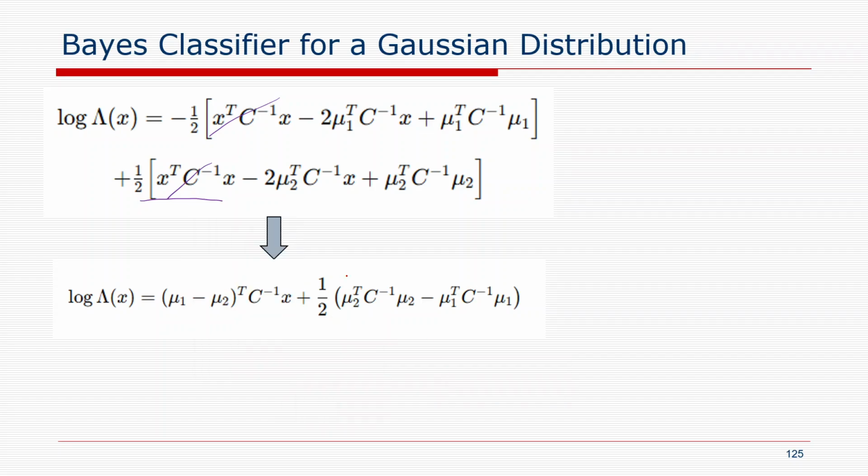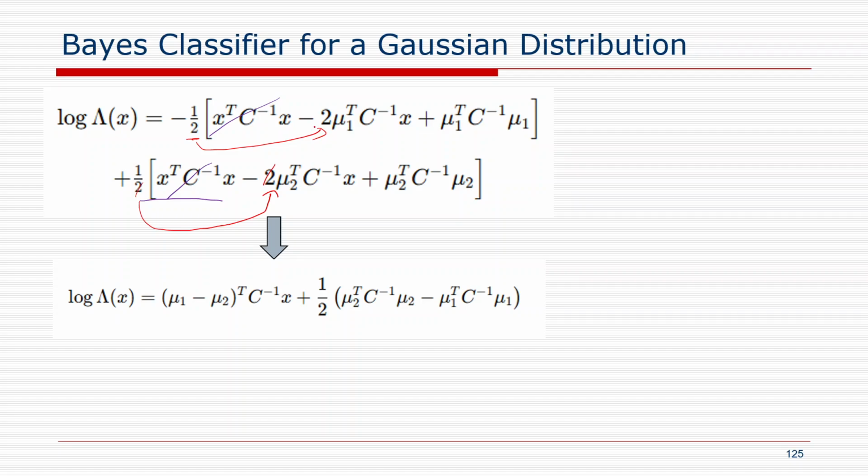Now, we'll look at the next one. When we take this minus 1 inside here, this 2 will get cancelled out. Similarly, when we take this one, this 2 will also get cancelled out.